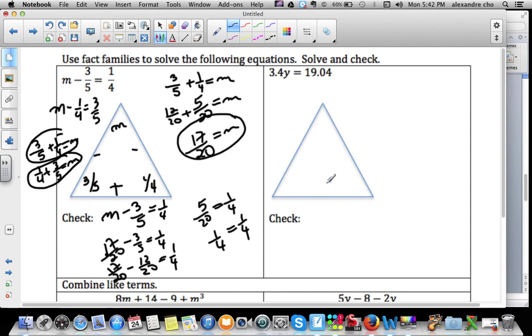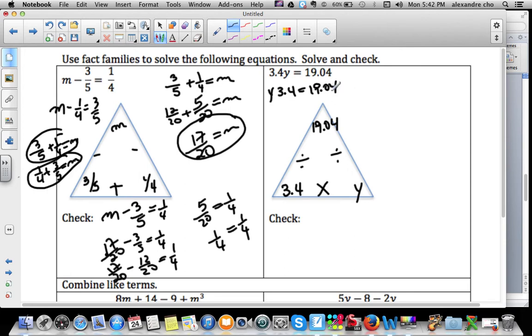This one's a multiplication one, so it's times, divide, divide. 3.4 times y equals 19.04, so 3.4 times y, I'm going to put y on that corner, equals 19.04. Okay, so another thing you can say is that y times 3.4 equals 19.04.